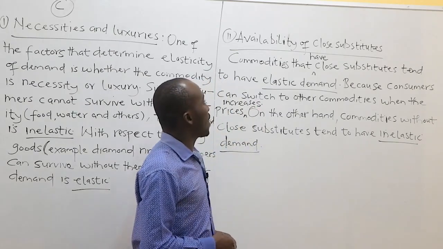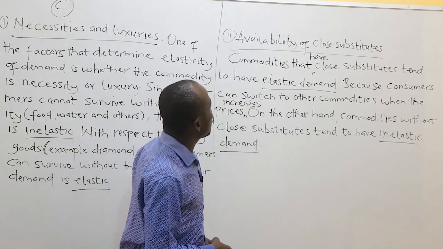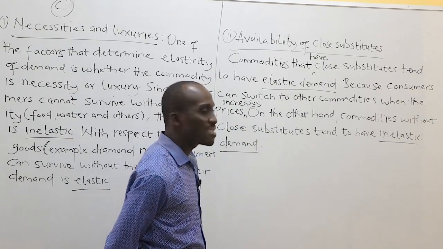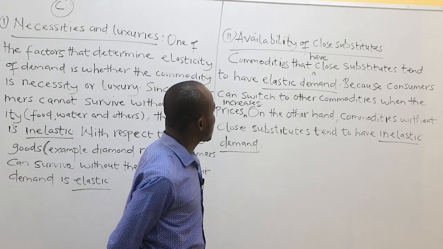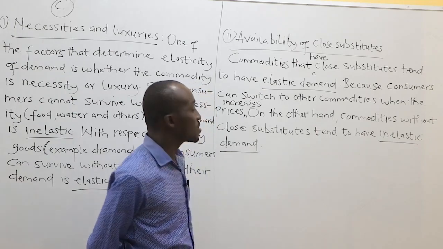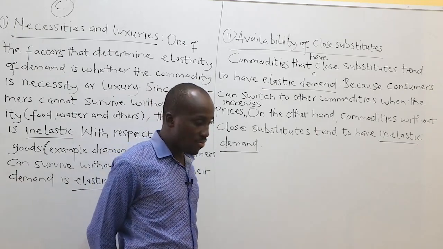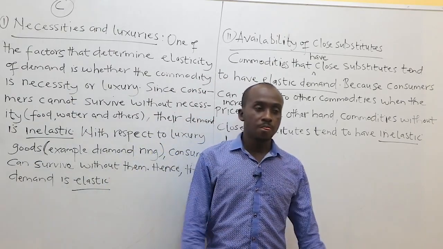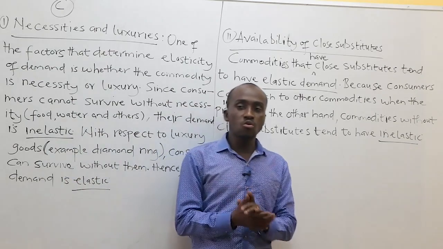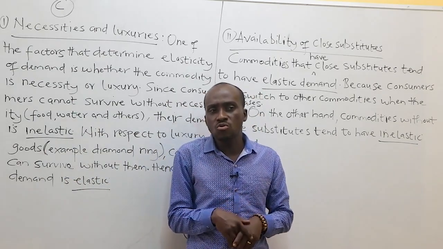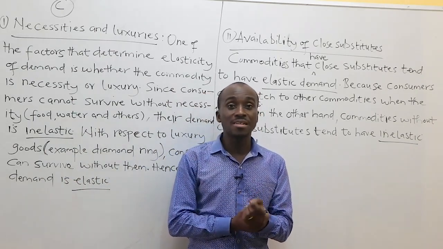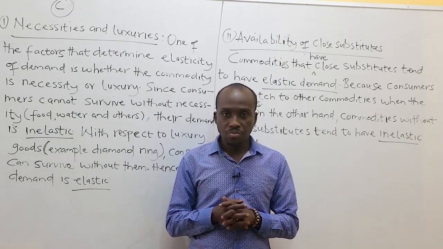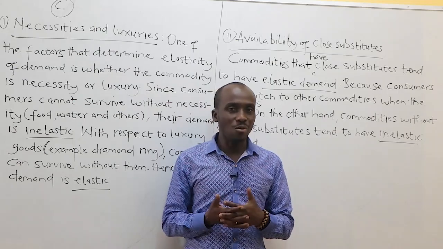Let's go to another factor, availability of close substitutes. Commodities that have close substitutes tend to have elastic demand because consumers can switch to other commodities when the price increases. So if a commodity has substitutes, like our videos you're buying, there are other substitutes. If the price has gone up, you might decide to switch to another one. But our videos are very, very cheap, right? So you can switch to other ones too, right?